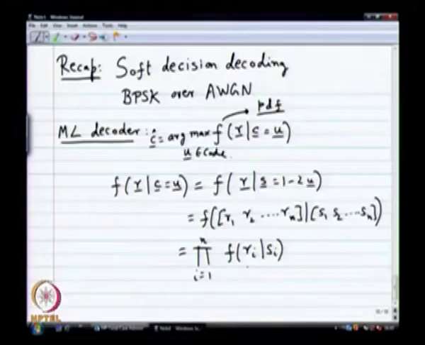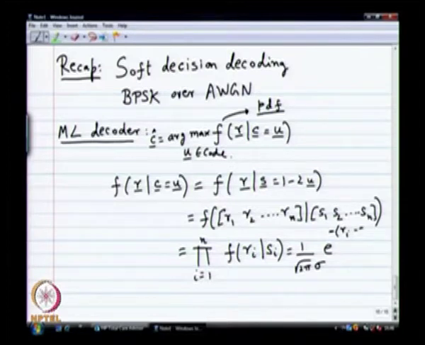Once you have that, this is an easy expression to write down. What is f of ri given si? It is 1 by root 2 pi sigma, e power minus (ri minus si) squared divided by 2 sigma squared. Si is something fixed. So when I multiply, hopefully this is clear.